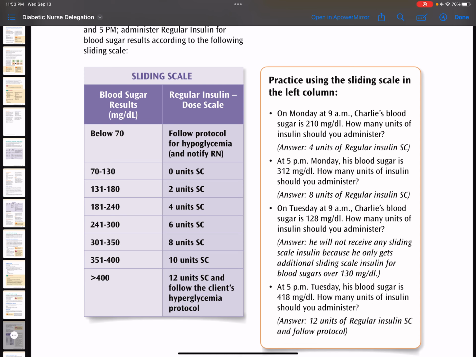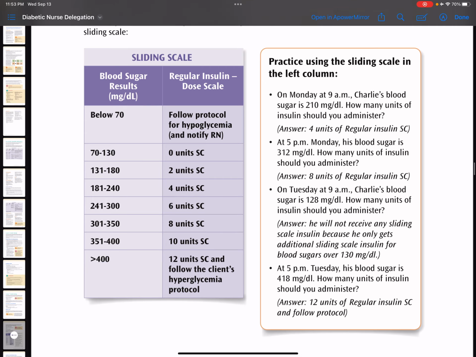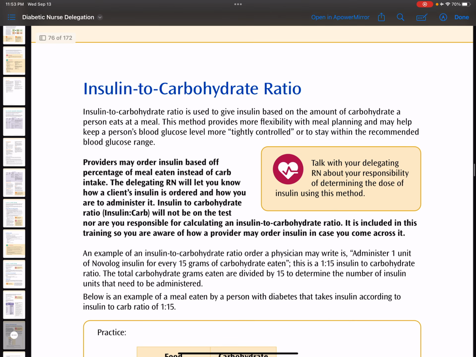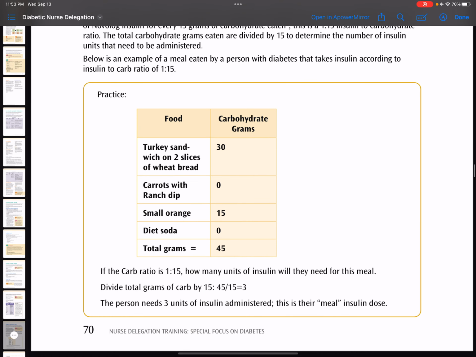The third type is insulin to carbohydrate ratio. Insulin to carbohydrate ratio is used to give insulin based on the amount of carbohydrate a person eats at the meal. Example, the order might say administer 1 unit of Novolog insulin for every 15 grams of carbohydrate that's eaten. Like that. You have to know exactly how much that person eats to apply this.